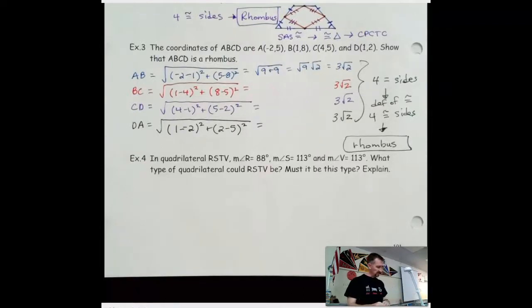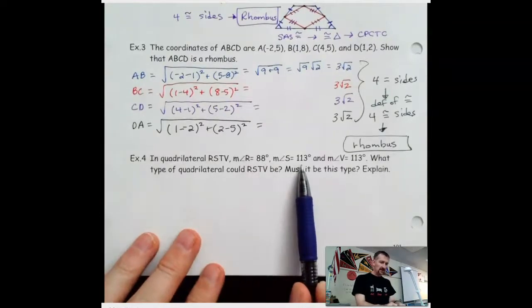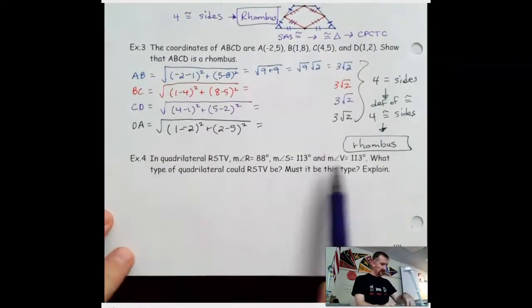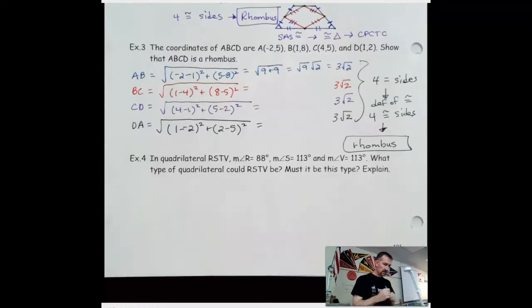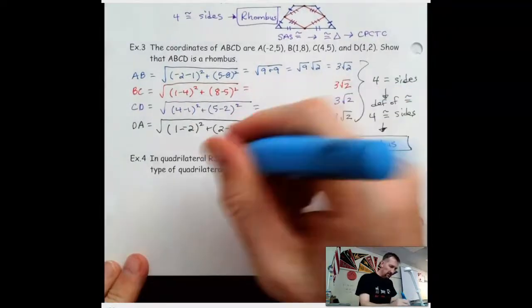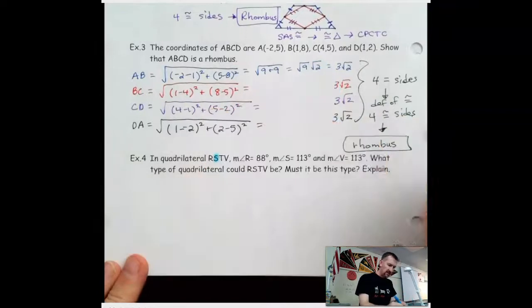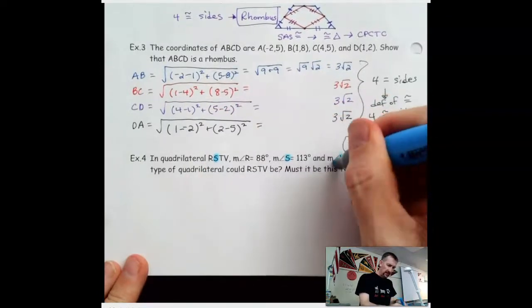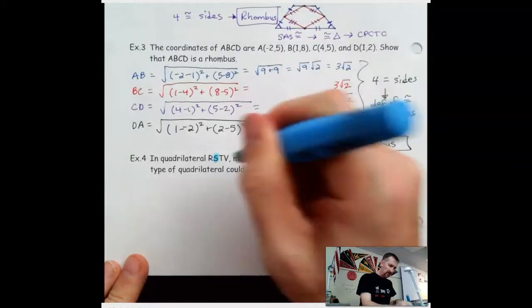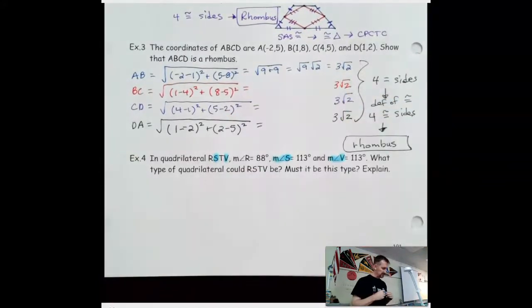In quadrilateral RSTV, R is 88, S is 113, and V is 113. So, R is 88, S is 113, and V is 113. So we have two opposite angles that are congruent. So what might that look like?